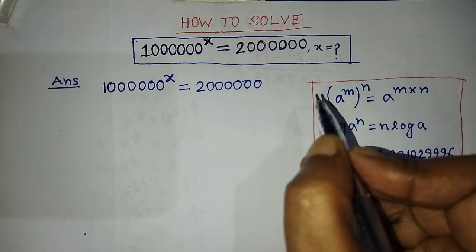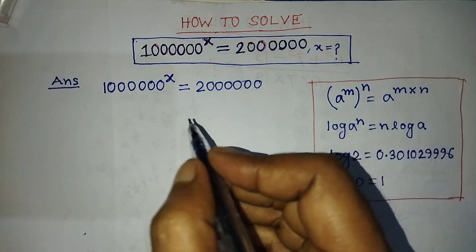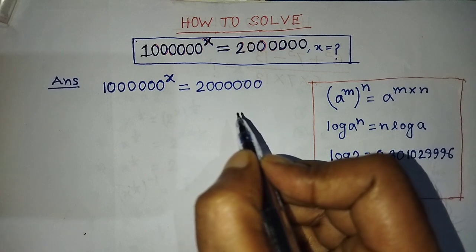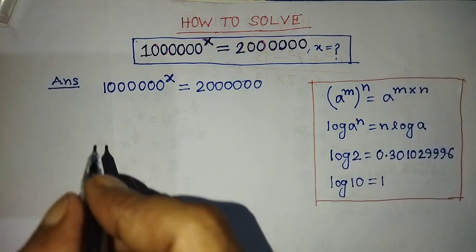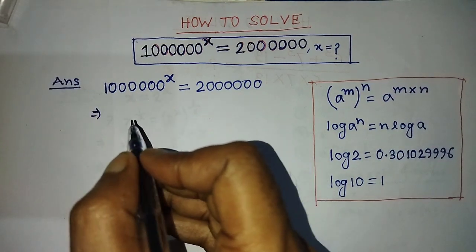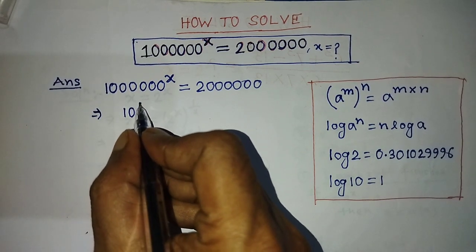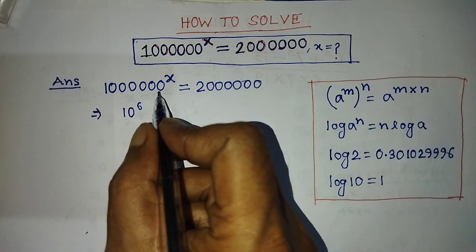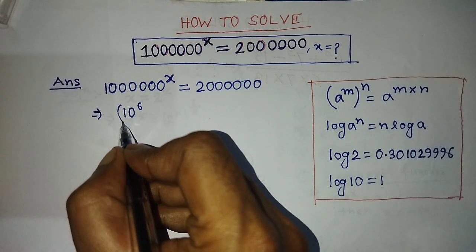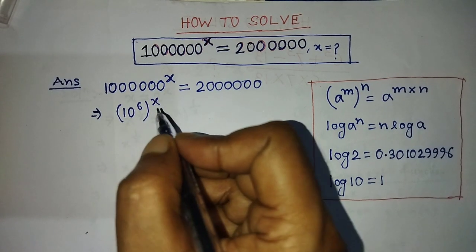So student, to find the value of x from this exponential equation, first of all we have to write 10 lakh and 20 lakh in exponential form on both sides. On the left hand side, if you write 10 lakh in exponential form, we write 10^6, because after 1 there are six zeros. So we write (10^6)^x. In the place of power again you write x.